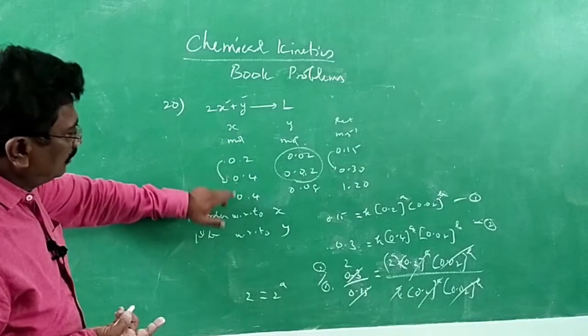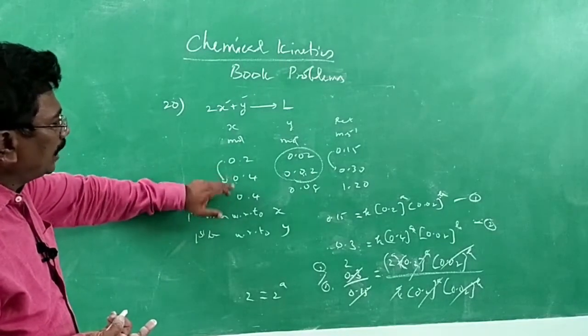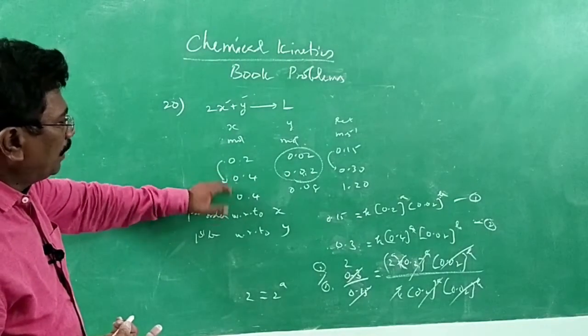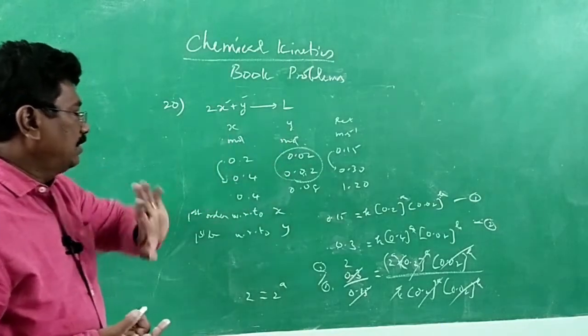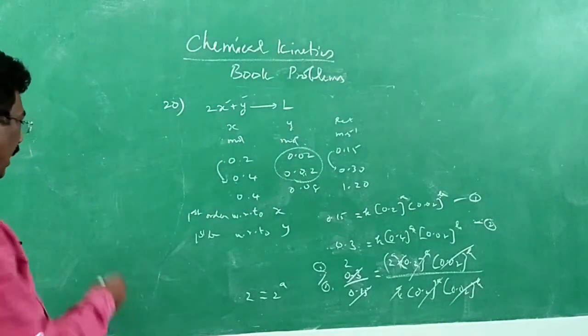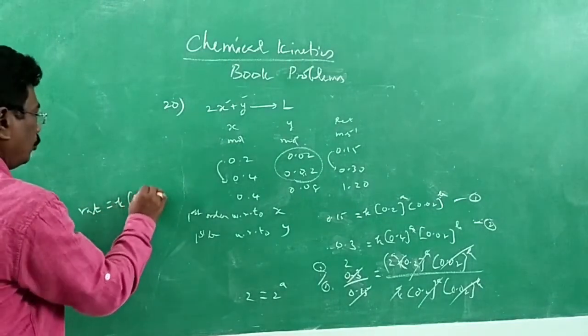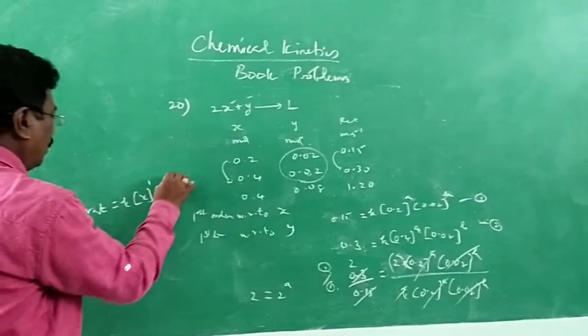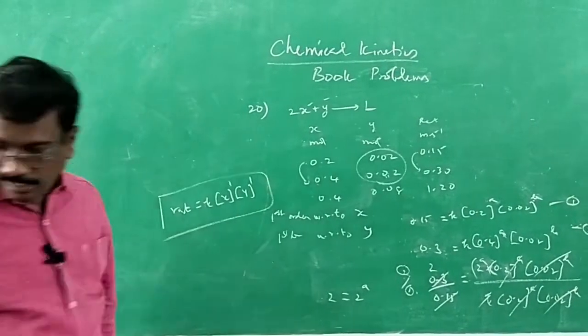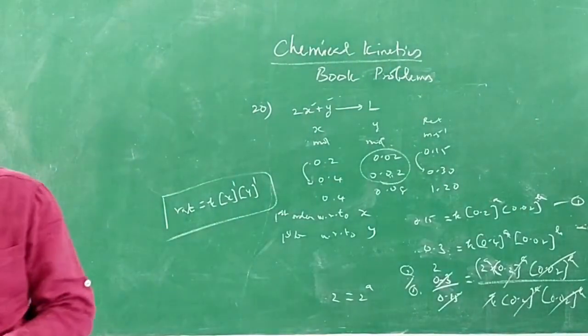Likewise, if you take these two equations, you will be getting the order with respect to Y is also 1. Therefore, rate is equal to K into X to the power 1, Y to the power 1. This is the expression for rate law. So, they have expected the rate law. They didn't expect the rate constant.